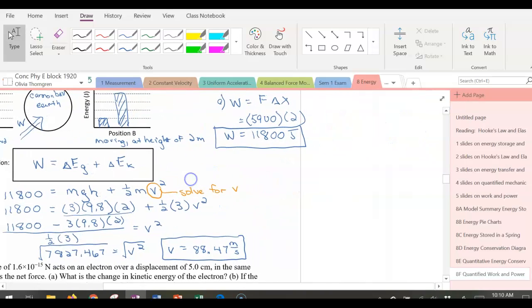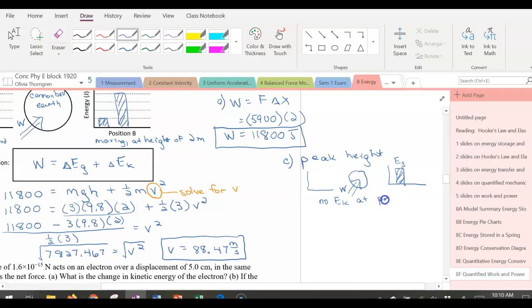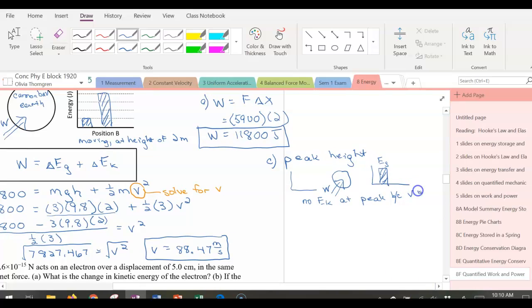I'm just going to slide over here to answer part C. That's asking me the peak height. You know, I could draw another energy conservation diagram. At the peak height, the cannonball is only going to have gravitational potential energy, right? There is no kinetic energy at the peak because the velocity at the peak for an instant is 0 meters per second.